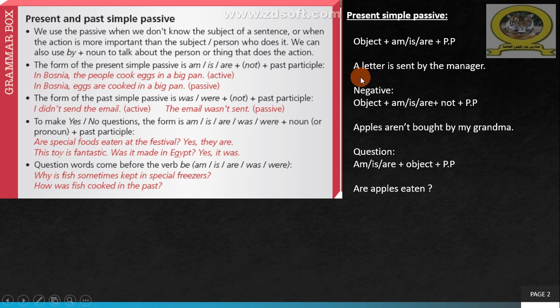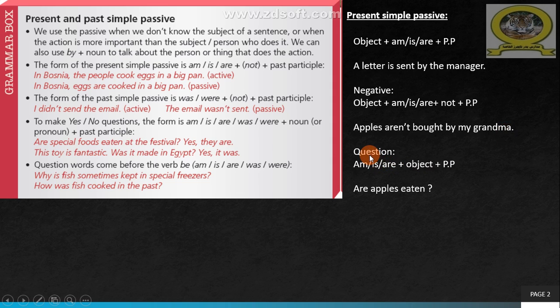How do we make a negative sentence using the present simple passive? I will start with the object plus am, is, or are, the same as the present simple passive, but I will add not to the verb to be: am not, is not, or are not, plus the past participle form of the verb, like apples aren't bought by my grandma.